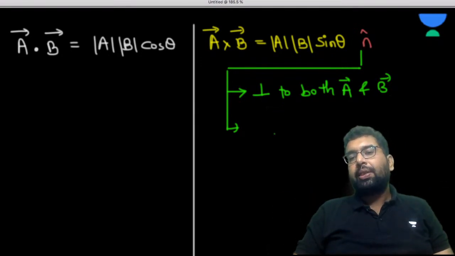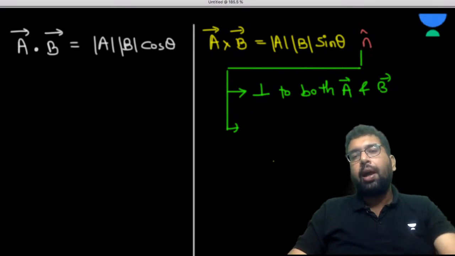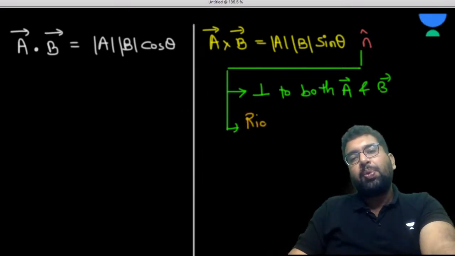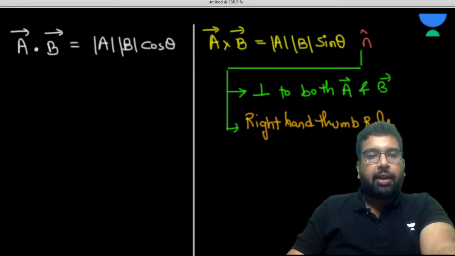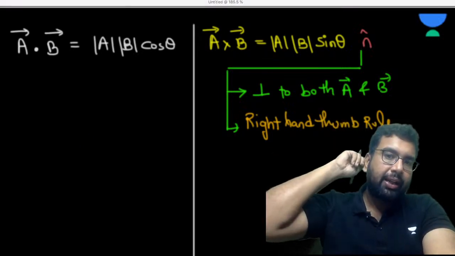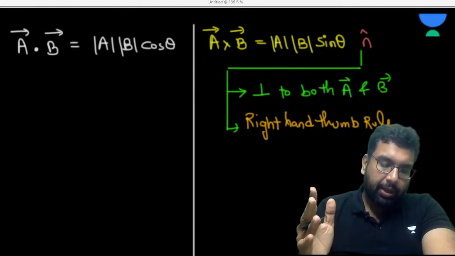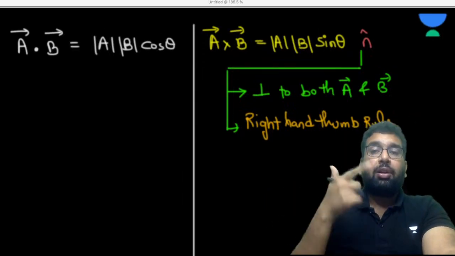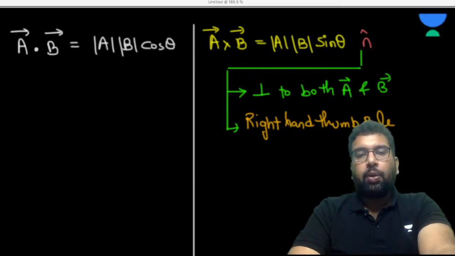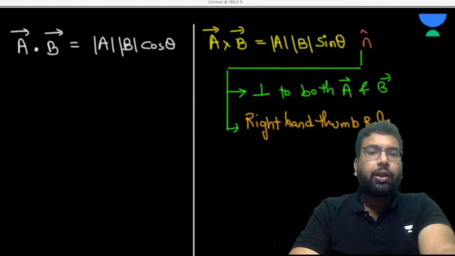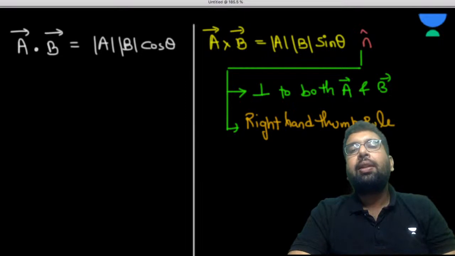So which way? This is from the right hand thumb rule. Suppose you get the direction of this product, it could be in the y direction, positive y or minus y. This positive or minus you are going to get from the right hand thumb rule or the screw rule. So from where can we learn the right hand thumb rule?